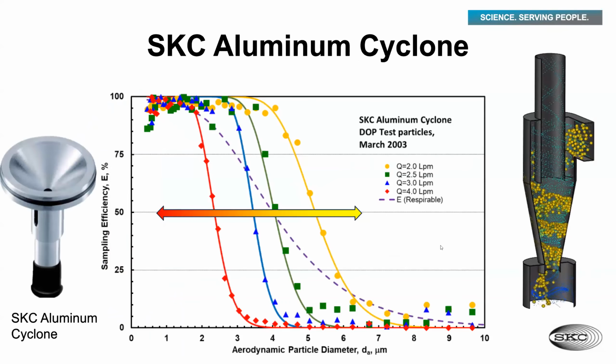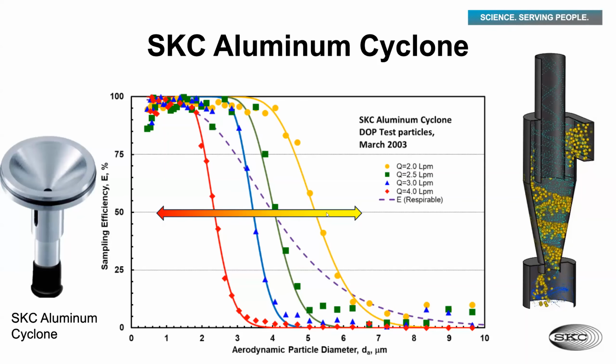Now, what that looks like visually is this. So if we look at our yellow mark right here, the green mark is what we run the aluminum cyclone at. If we decided to run that particular cyclone at 2 liters a minute, you see that our cut point has moved from 4 microns up to say 5.5 microns.